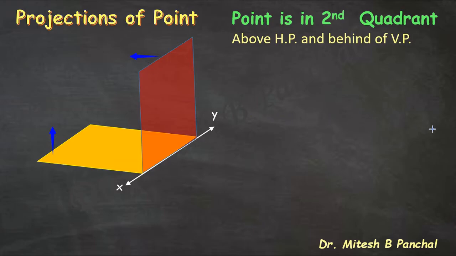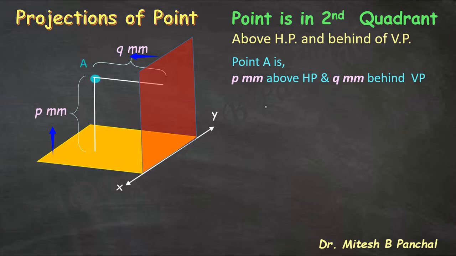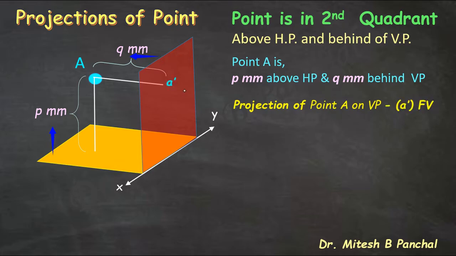Consider a point A, which is P mm above HP and Q mm behind VP. Again, the projection of point A on VP, we know, is nothing but the front view, that is a dash on VP. We can see it over here.